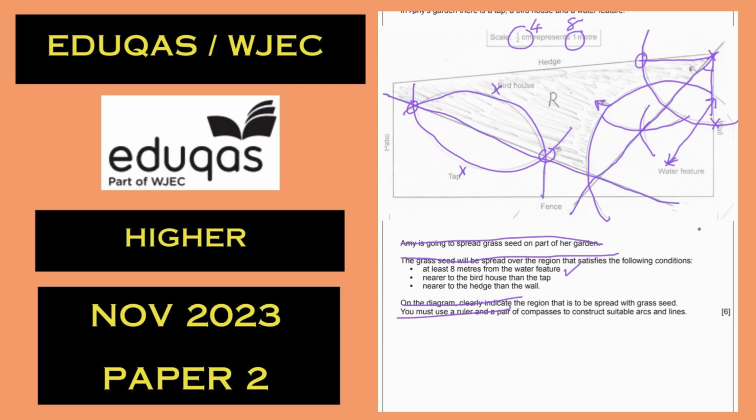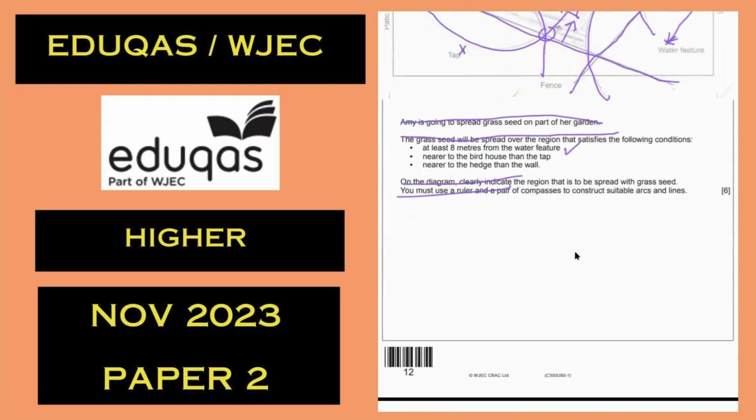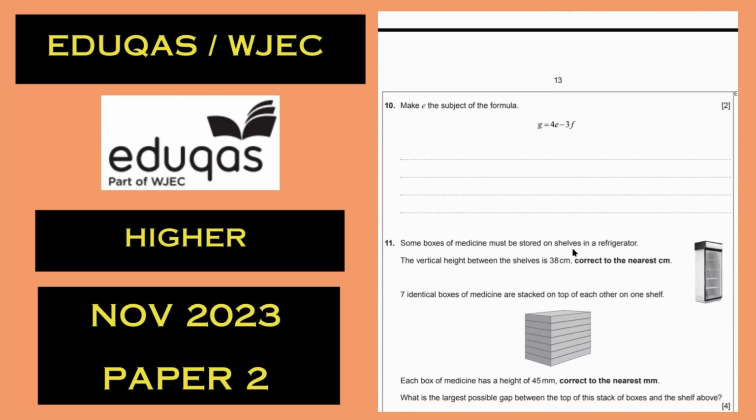We need to be that side of the line because it needs to be nearer the birdhouse. We need to be outside of that circle because of the water feature, and we need to be nearer the hedge than the wall. That knocks off that bit there. And don't take too long shading it. 6 or 7 straight lines will suffice. I call it R out of habit, but a very long-winded one, that one. Take your time, nice and steady, 8 to 10 minutes, perfectly reasonable for a question like that.